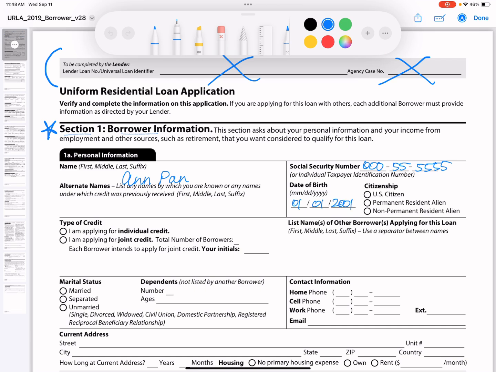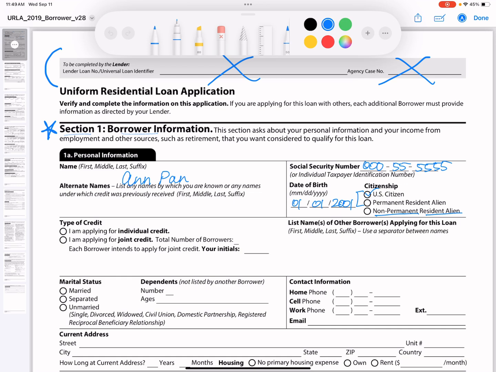Now, citizenship is important because typically you can only get a loan if you're a U.S. citizen or a permanent resident alien. So if you're a non-permanent resident alien, you would have to find a special loan program that would allow you to get a home mortgage loan. Not to say that they're not out there, but most commonly, U.S. citizen and permanent resident alien are the two types of borrowers that most easily find home loan programs.